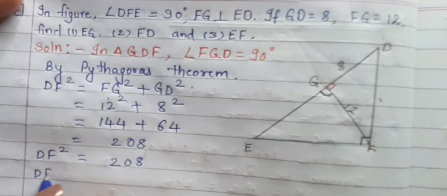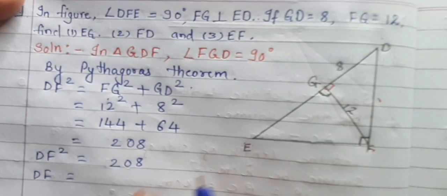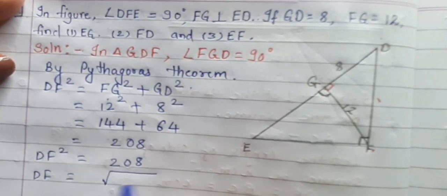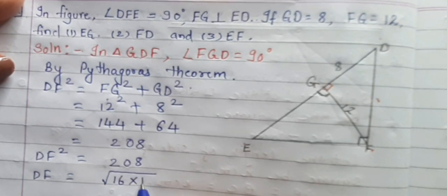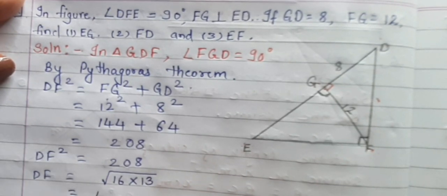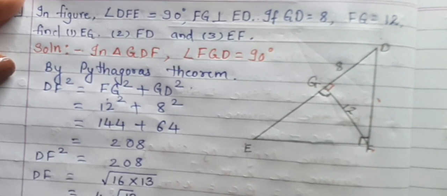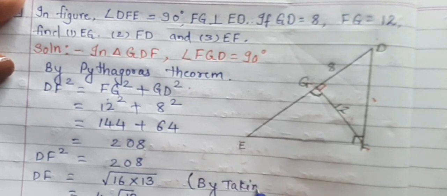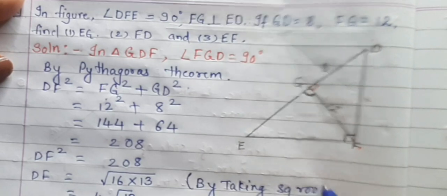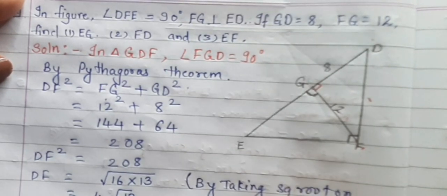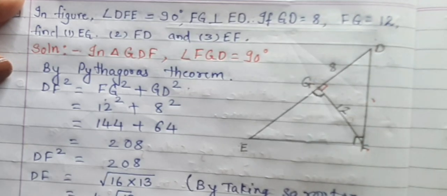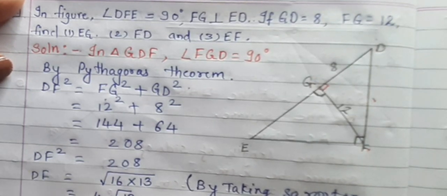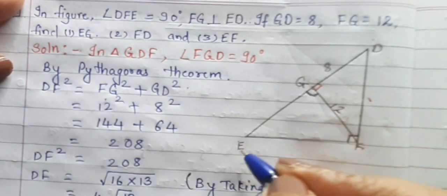So what is DF? Square root of 208. So that is equal to under root 16 into 13. So that will be equal to 4 under root 13. What we have done? By taking square root on both sides. Right? So DF we have calculated. Therefore, length of DF is equal to 4 under root 13. Now what we have to calculate? Now we will be calculating GE.